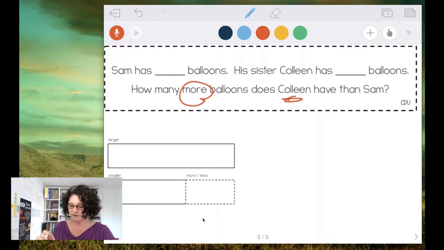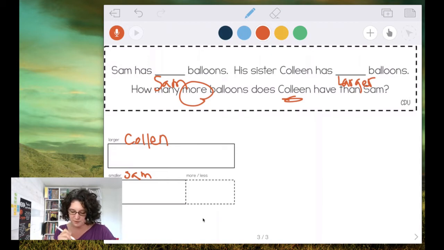Okay, so Colleen has the more, which means she has the larger amount. And Sam is going to have the smaller amount. So Sam down here is going to be in the smaller amount. Colleen is going to be in the larger amount. And then that more or less is what I am solving for in this problem. So that's what I'm going to solve for.